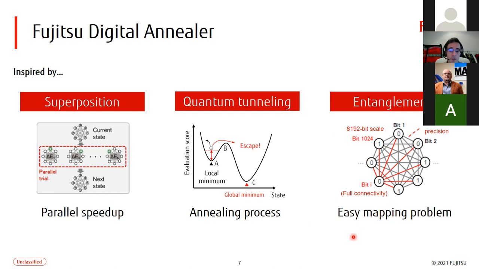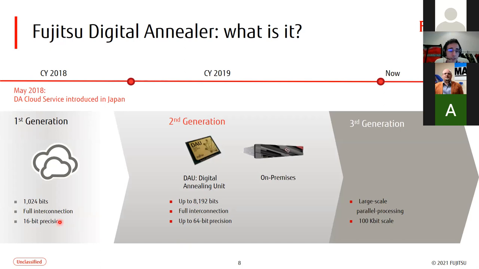So Digital Annealer started in its first generation as a hardware device that ran on the cloud with just 1024 bits. This started as an FPGA and then developed into an ASIC, an application specific integrated circuit, with full interconnection and 16 bit precision. After a while, we got the second generation, the Digital Annealer Unit, that is able to handle up to 8192 bits with full interconnection also, and up to 64 bit precision. The Digital Annealer could run on cloud, but also on premise. We will see maybe in the future some implementation of on premise, but the main goal of using Digital Annealer is on cloud.